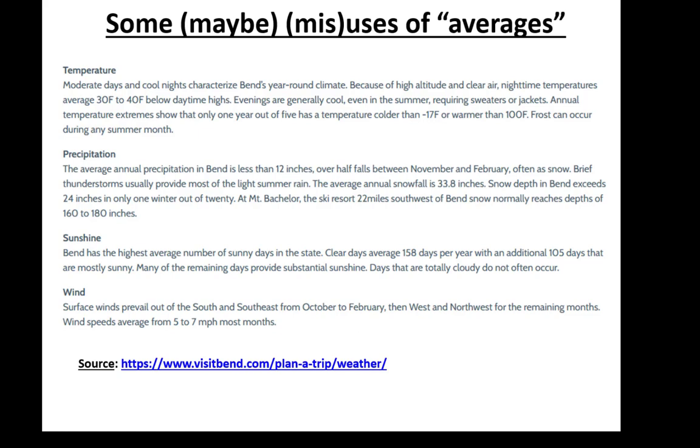And wind, I'll let wind be just because, just like temperature, I haven't collected a whole bunch of data on wind. As a matter of fact, what I have is mostly anecdotal. I noticed they say surface winds prevail out of the south and southeast from October to February, then west and northwest for the remaining months. I would actually counter that due to my own personal experience and the experiences of my buddy who flies ultralight aircraft. The predominant wind in Central Oregon that I've noticed comes out of the south to southwest in the mornings, and then it shifts through the day to north-northwest. But again, that's anecdotal evidence from me and my buddy. We'd have to look at actual data to see where the averages come from.